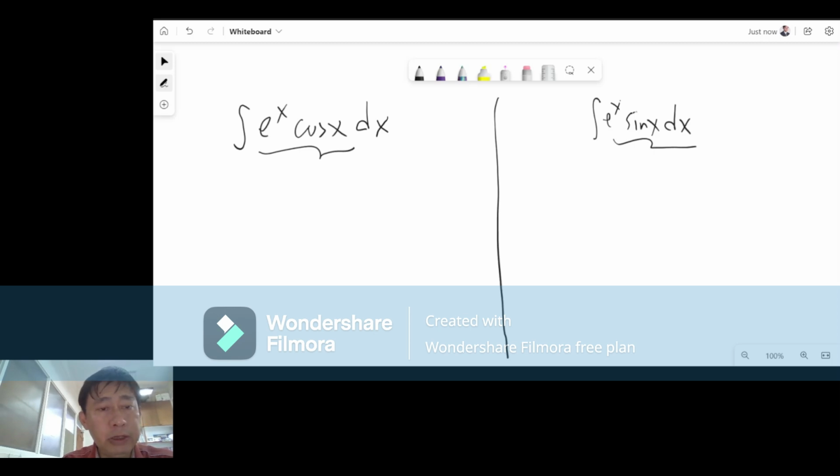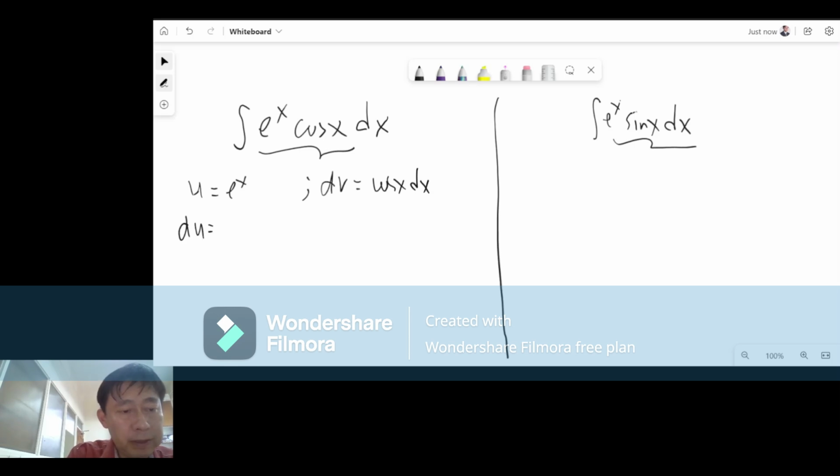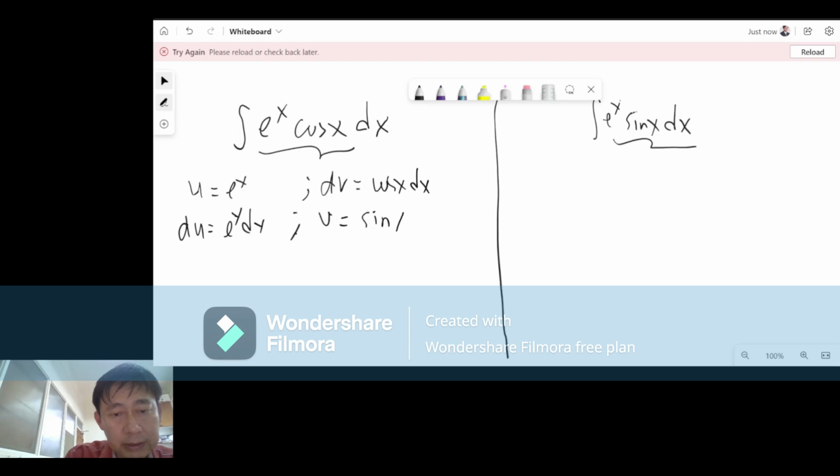So I'm going to integrate e power x cos x on the left and integrate e power x sin x on the right hand side. We will be doing this concurrently. So on the left hand side, I'm going to choose my u to represent e power x, and I'm going to choose dv to represent cos x dx. So du will give me e power x dx. Integrating dv will give me v, which results in sin x.